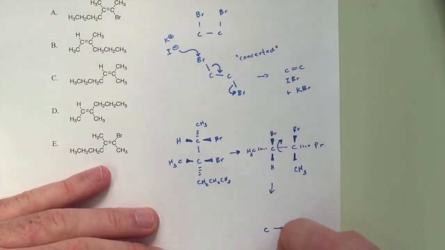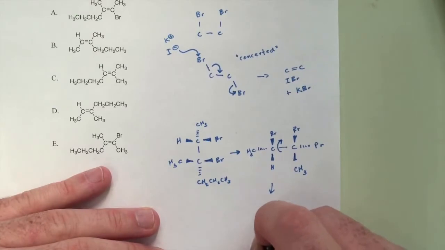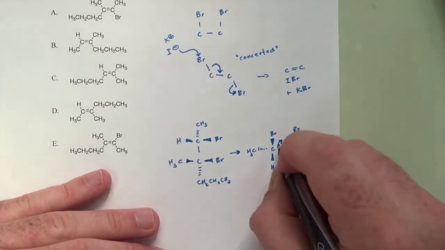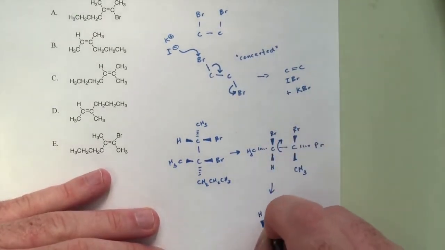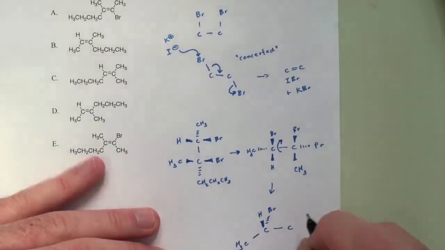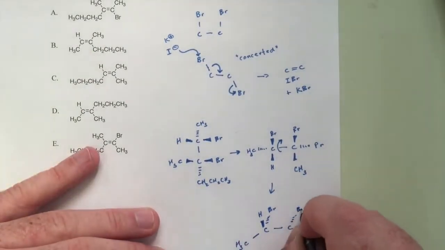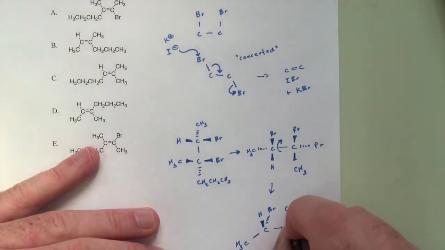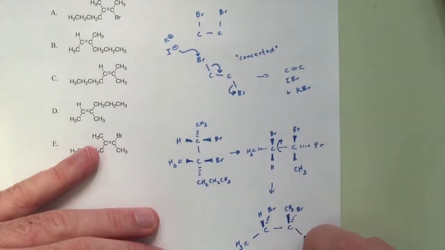I'll get the carbon and the carbon. And now the hydrogen will come to the front, so the hydrogen will be a wedge bond, and the bromine will go in the back, like that. And here's the other CH3. And the same goes for here, except here it's a methyl group, like so. And the propyl will be there.